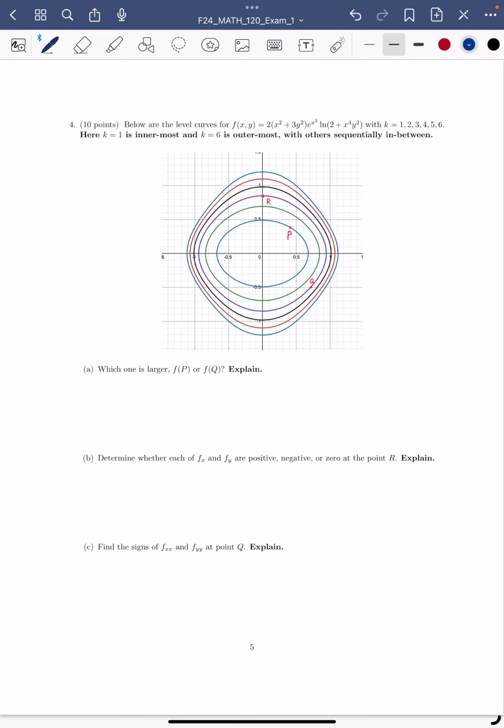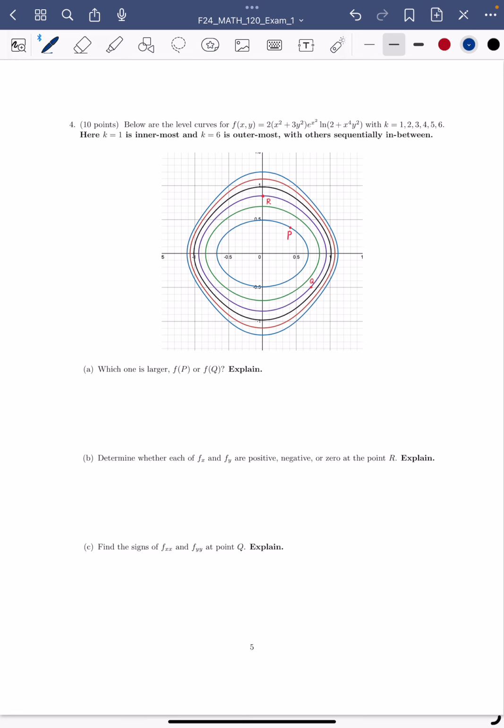So you have level curves for this function with k equals 1, 2, 3, 4, 6.